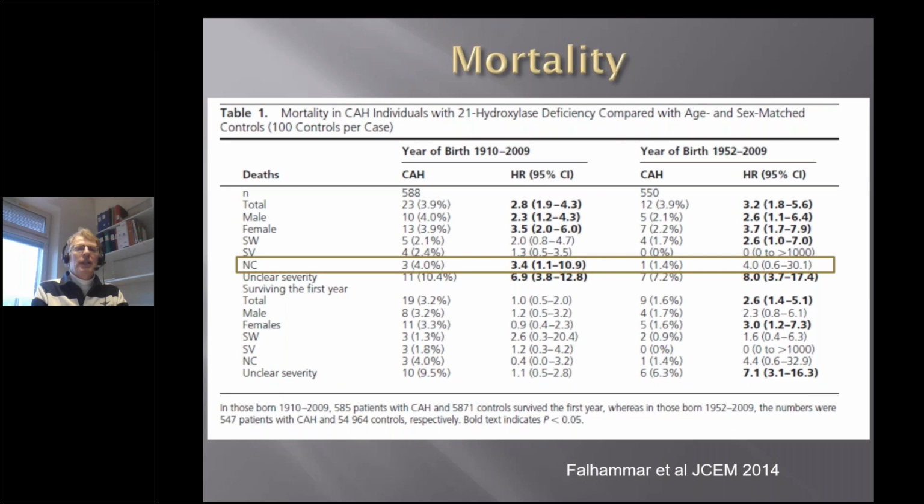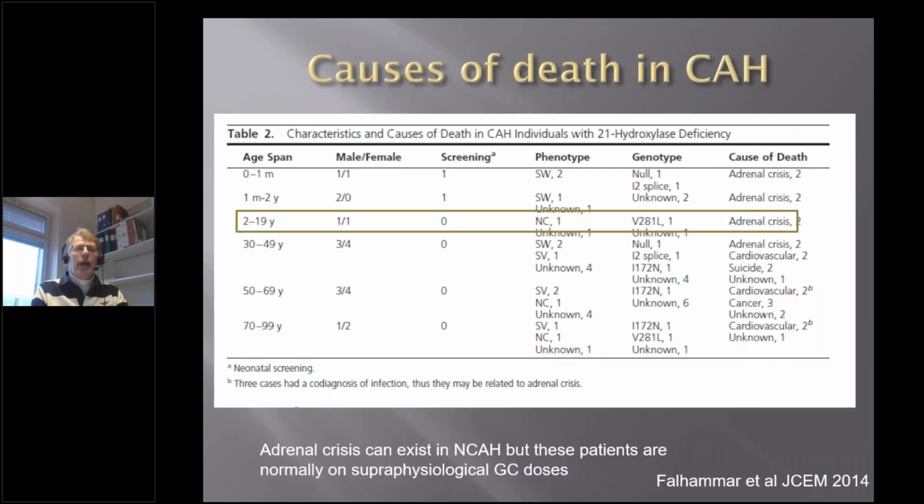And what about mortality? There were only 3 deaths in our patients with non-classic CAH. We compared them with 300, so for each non-classic we had 100 controls. So the risk of mortality was in fact increased. However, there were very small numbers. And one patient was quite young, and this person died in an adrenal crisis.